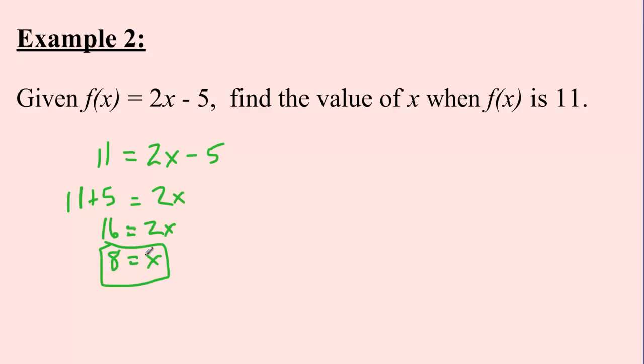So if I inputted x equals 8 into my original function, I could say that my function at 8 is equal to 11. And we can double check that that's right. 2 times 8 is 16. 16 minus 5 is 11. Awesome.